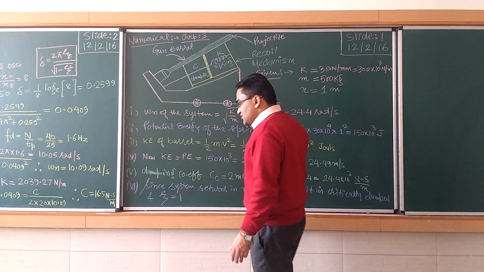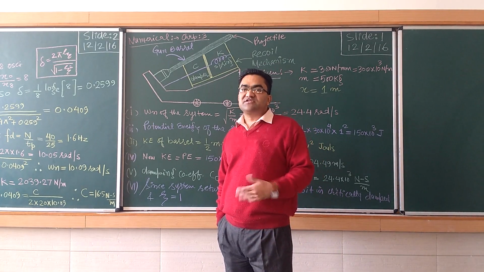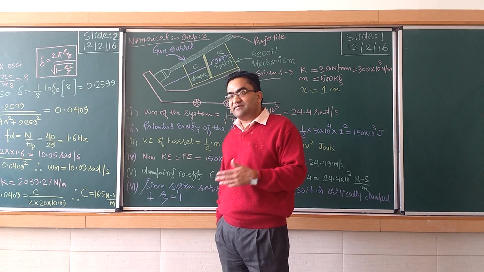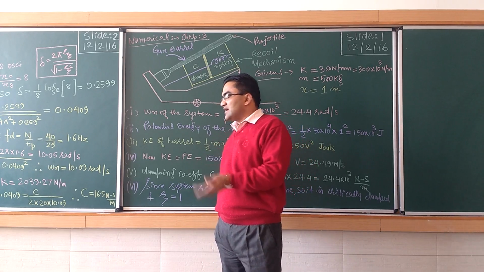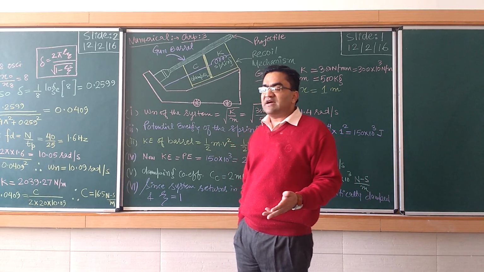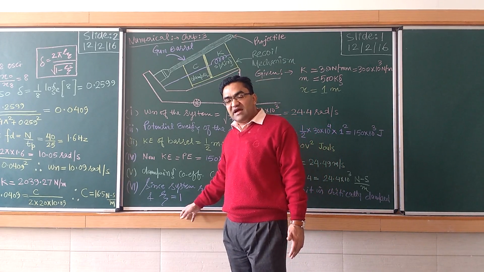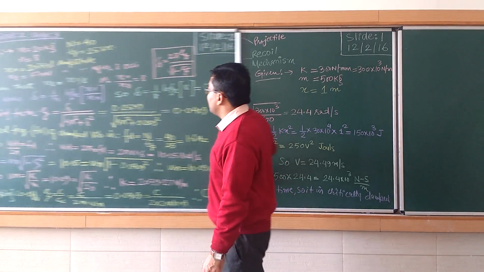The last question was that we had to comment on what type of system it is, what kind of damping it is. In the statement itself it has been given that the system returns to the original position within minimum possible time. So we can comment that the system is a critically damped system, and in that case the damping factor will be 1.